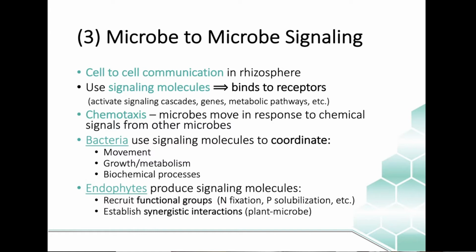Then you get the endophytes. They are specifically important in this communication between the plant, but also between microbes. So endophytes are very key communicators in this whole system. They literally recruit functional groups. So they will produce the signaling molecules that will attract nitrogen fixers, phosphate solubilizers, etc., to the rhizosphere, and they work together with these microbes to establish these synergistic interactions with the plant.